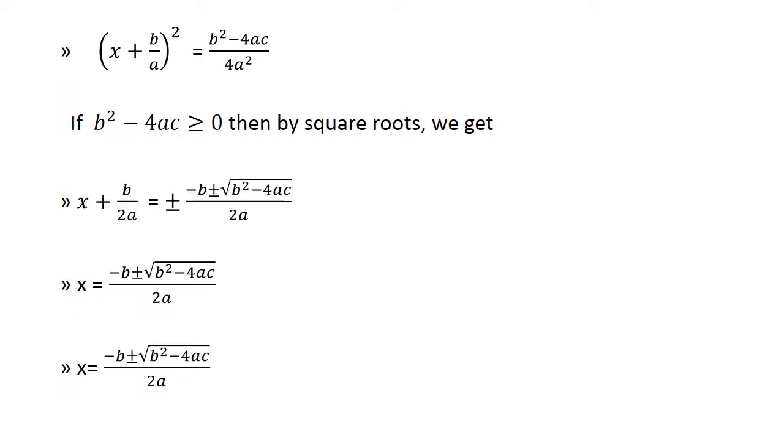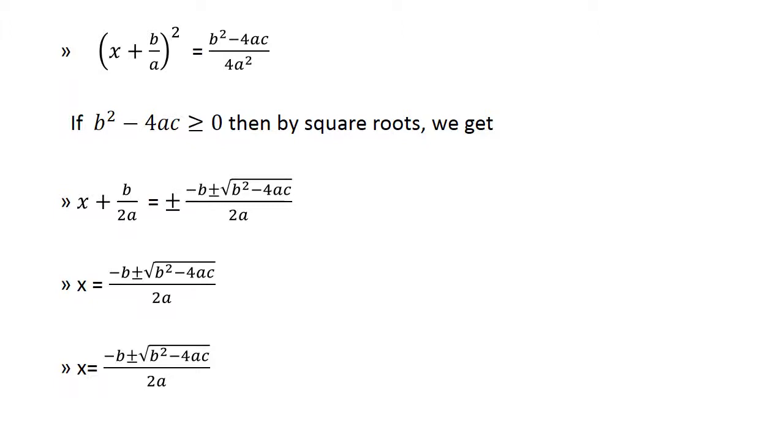If b squared minus 4ac is greater than or equal to 0, then by taking square roots we get x plus b by 2a is equal to plus or minus the square root of b squared minus 4ac, the whole divided by 2a. Therefore, x is equal to minus b plus or minus the root of b squared minus 4ac, the whole divided by 2a.